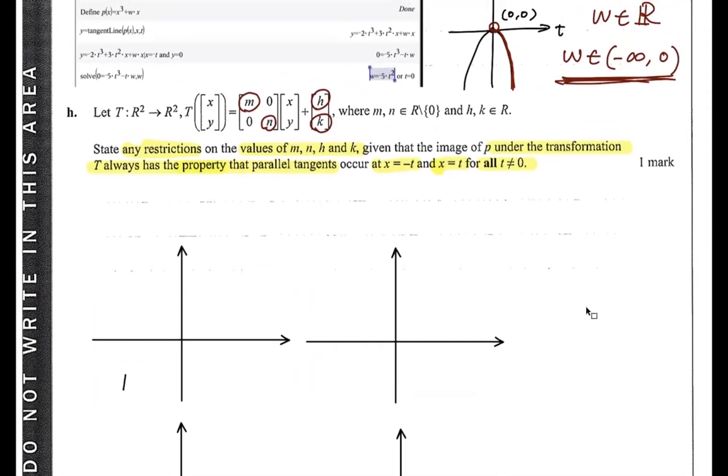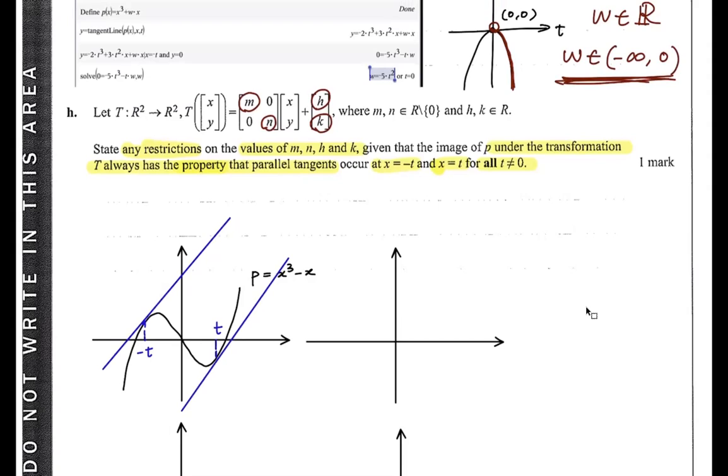Let's see. Okay, so let's consider P equals x to the power of 3 minus x as a special case. It doesn't matter which value of w we choose as long as it's a real number. For example, let's choose this one as minus t. The symmetrical point will be x equals t. Definitely, you will have a parallel tangent here and here, okay?